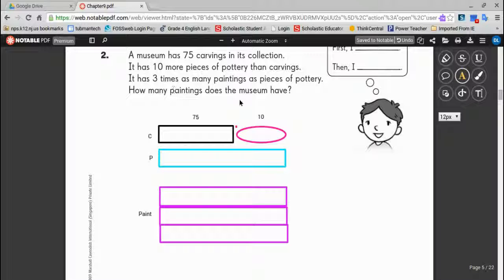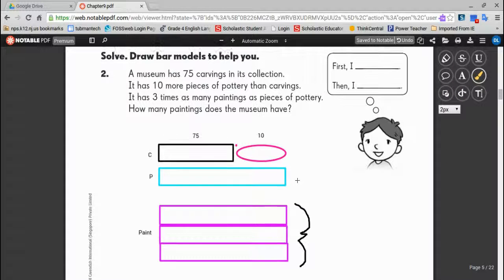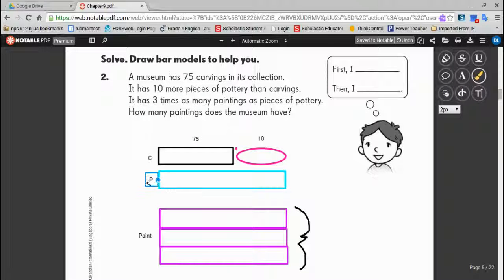So, how many paintings does the museum have? And I'm looking for the answer for these 3 things right over here. So in order for me to do this, I first have to figure out how many pottery I have. And in order for me to figure out how many pottery I have, I know I have 75 carvings. I know I have 10 more pieces to get my pottery. So I know I need to combine these 2 together to get my pottery. And when I combine two of these together, I'm adding. So the first thing I want to do is do 75 plus 10.